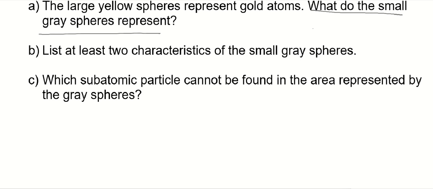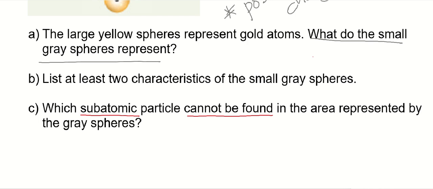Which subatomic particle, so we learned, cannot be found in the nucleus? All right, so Rutherford's professor J.J. Thomson discovered the electron. So the electrons are not in the nucleus, we know that. Electrons, which we abbreviate like that. And so let's describe them real quick here.